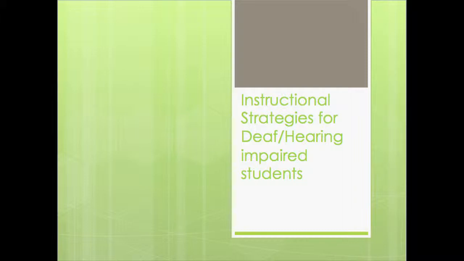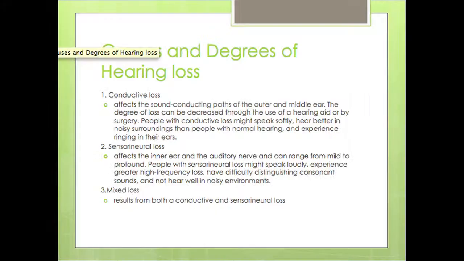The causes and degrees of hearing loss vary across the deaf and hard of hearing community, as do methods of communication and attitudes towards deafness. In general, there are 3 types of hearing impairment. 1. Conductive loss affects the sound conducting paths of the outer and middle ear.